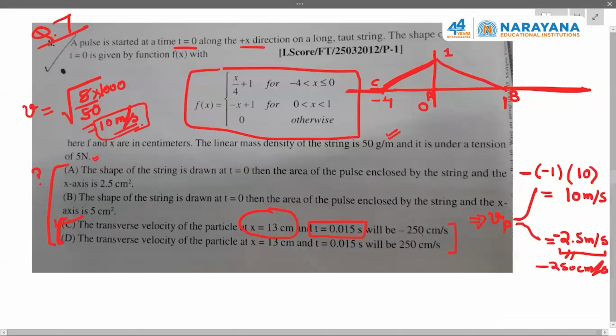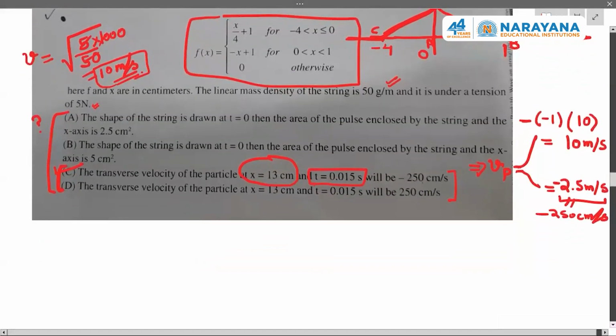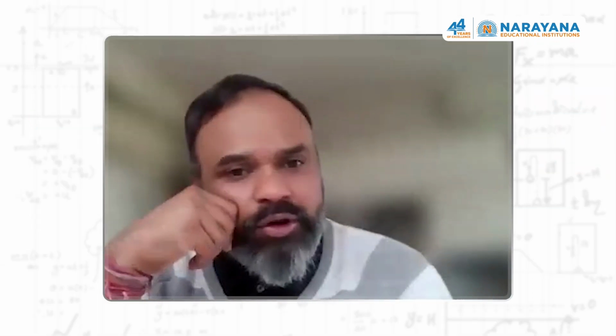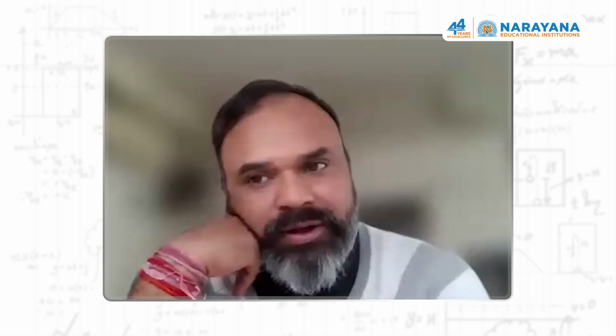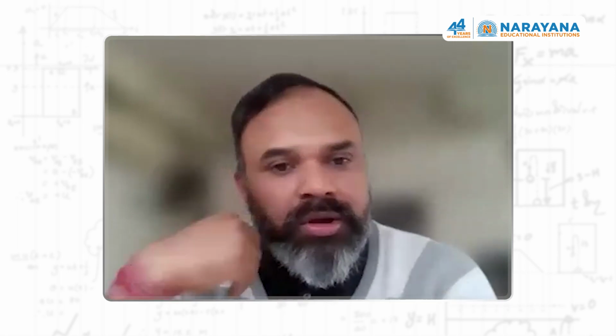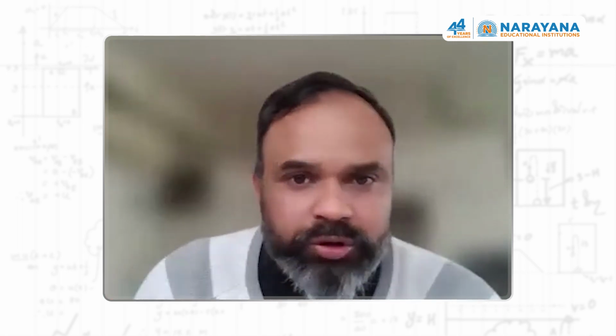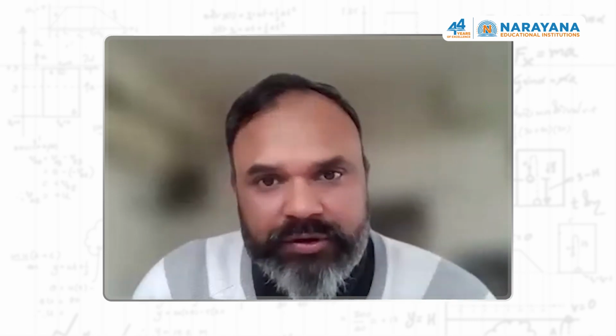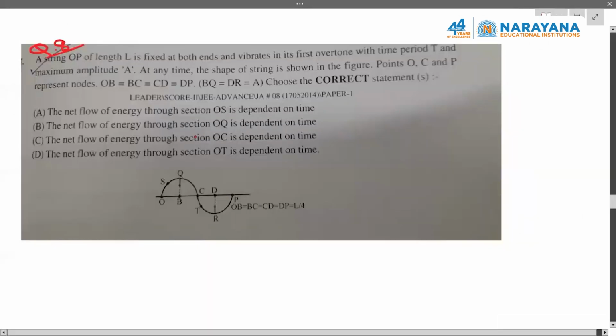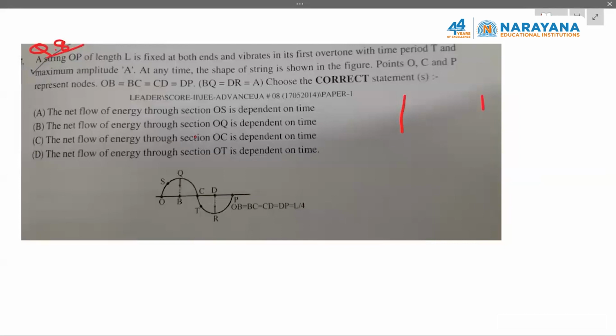Now some different signal is given to you and you want to find out the wave velocity there. Here you have been given a string OP of length L. He is saying that the string is fixed at both ends and it is vibrating in the first overtone. So maybe something of this sort, it will be forming two loops here.